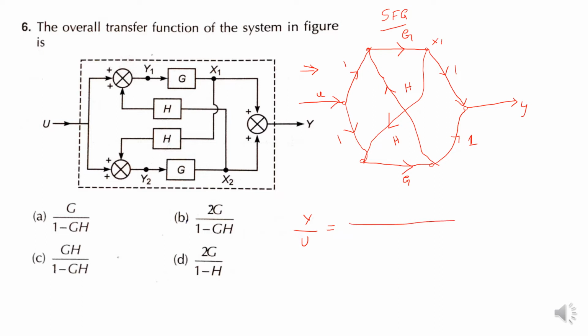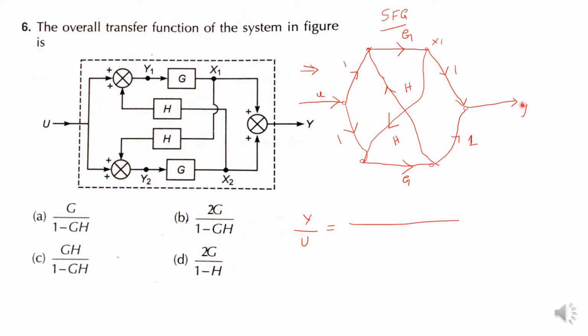The transfer function Y by U is equal to the sum of the forward paths divided by delta. So the first forward path, here this is the first forward path, that is 1, G and G, then Y. And the second forward path, the same, 1, G, 1, Y. And the third forward path is 1, then H, then G, again Y.